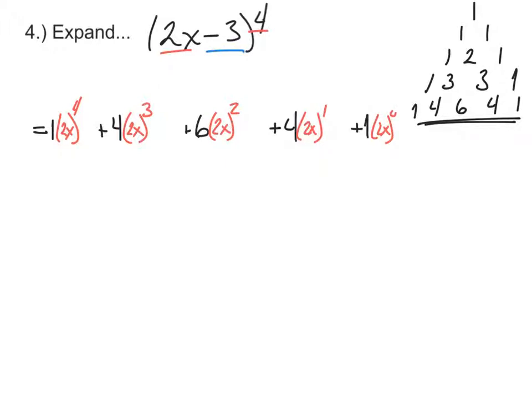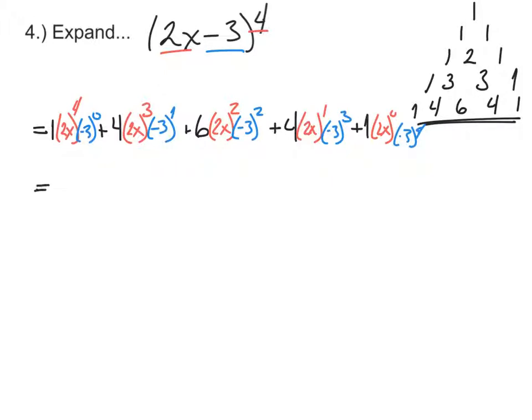Lastly, we're going to take the 3, but it's not just a 3. Keep that negative with it. So each one of these terms will have a negative 3 in it. And these powers are all going to work backwards. So they're going to end with negative 3 to the 4th, and to the 3rd, to the 2nd, to the 1st, and to the 0. Now our last 2 lines are just simplifying.